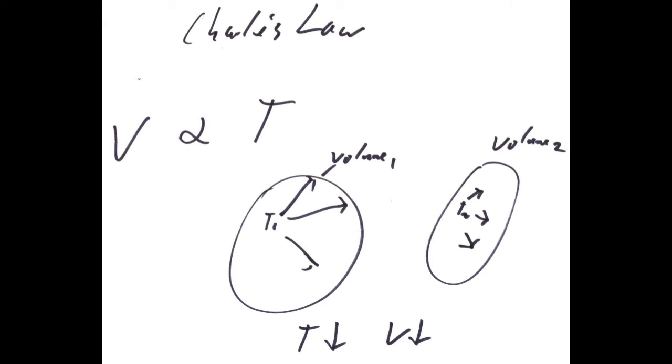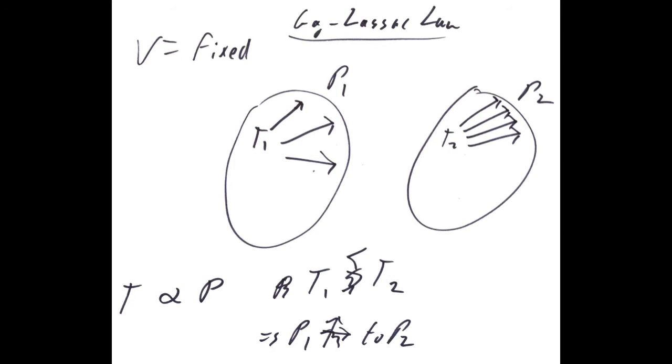If instead of allowing the container to get bigger, we keep the volume of the ideal gas fixed, then as you increase the temperature, the pressure increases. This is called the Gay-Lussac law. Temperature is proportional to pressure and vice versa. Finally, the volume of a gas is dependent on the amount of gas particles contained within that gas. Avogadro's law says that a certain number of moles of gas will occupy the same volume irrespective of the type of gas involved.